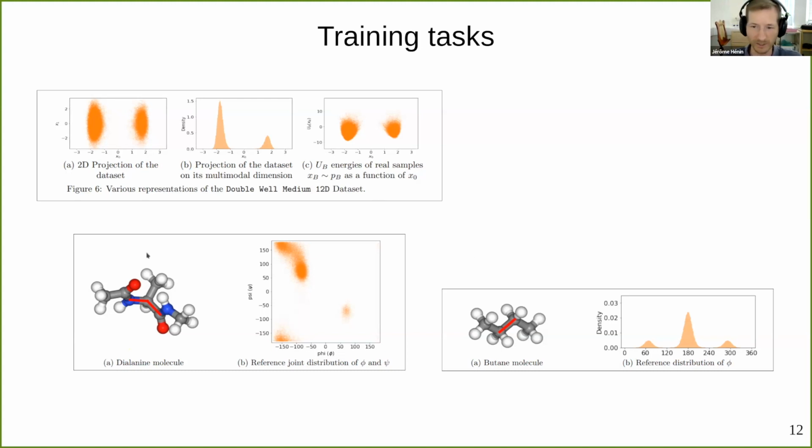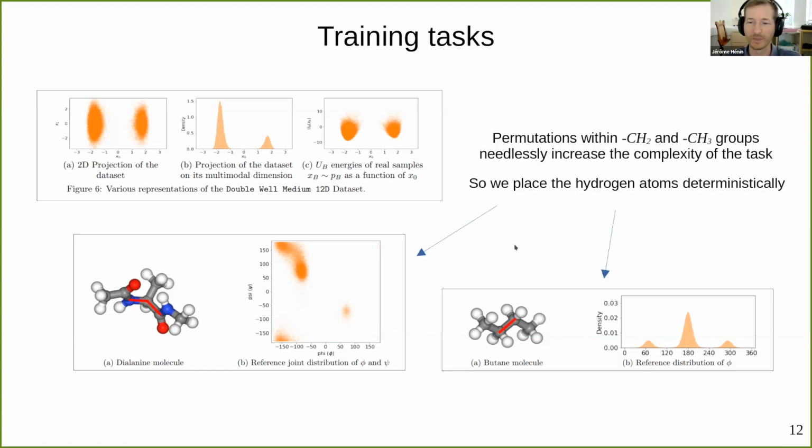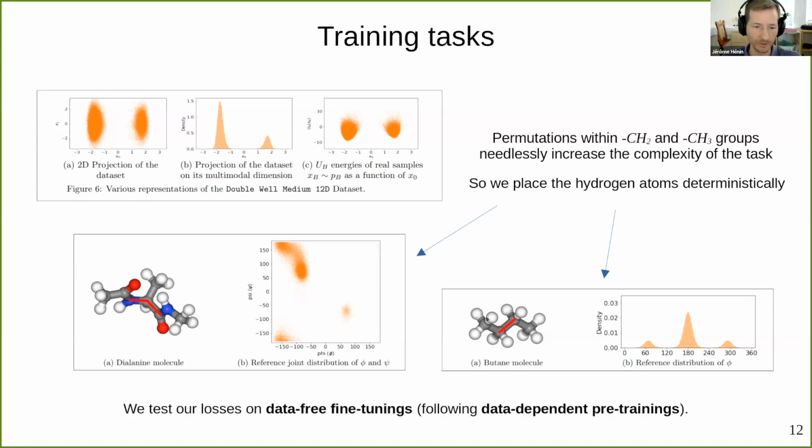And then we have our classic friend dialanine, and then we wanted it even simpler, so butane was used for some stuff. There's the whole thing of handling molecules properly with equivariant networks and everything, and we decided to set that problem aside because we focused on the loss question. So we had a simple way to deal with hydrogen atoms to remove some of the symmetry issues.